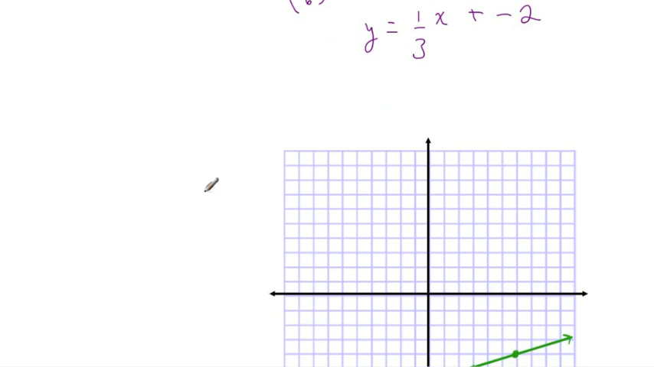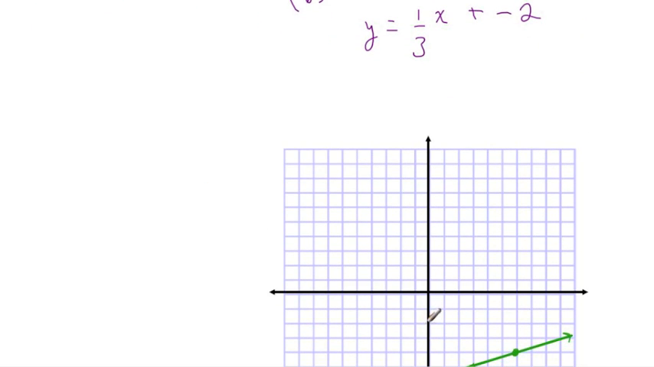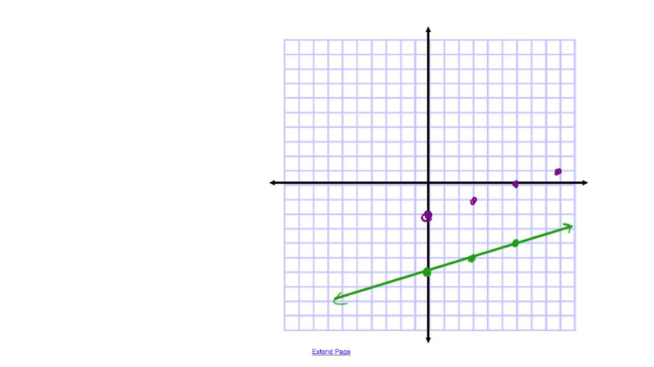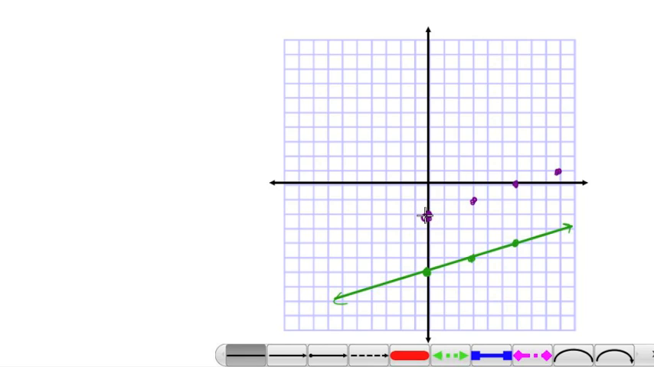So I come down to my graph, start on the y-intercept, which is negative 2, and use the slope to find new points. Up 1 over 3, up 1 over 3, up 1 over 3, and then I use a straight edge to connect those points.